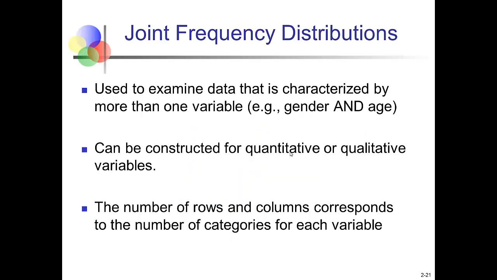Joint frequency distributions are also very useful. This is really a two-way table or a pivot table that's used to examine data that's characterized by more than one variable. So suppose we were interested in learning something by gender and age. The joint frequency distribution allows us to show that data in a way that we can break it down by two categories or characteristics. You can do this for either quantitative or qualitative variables. The number of rows and the number of columns tell us how many categories there are for each variable.